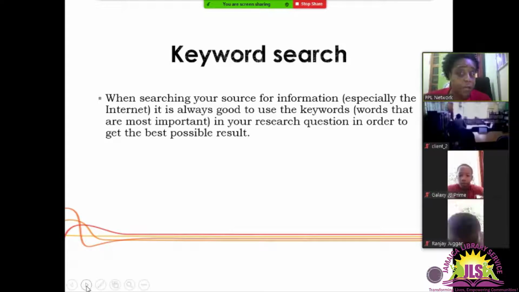So searching for information on the internet. It is better to use a keyword search, and your keywords would be the most important words in your research question. Keyword searches allow you to get the best possible results. So if the teacher asks you to find out what is the population of Guyana, you don't need to type what is the population of Guyana, because the two most important words are Guyana and population. So you can just type in Guyana population and you will get precise hits, meaning you won't get a lot of hits that do not relate to your search question.